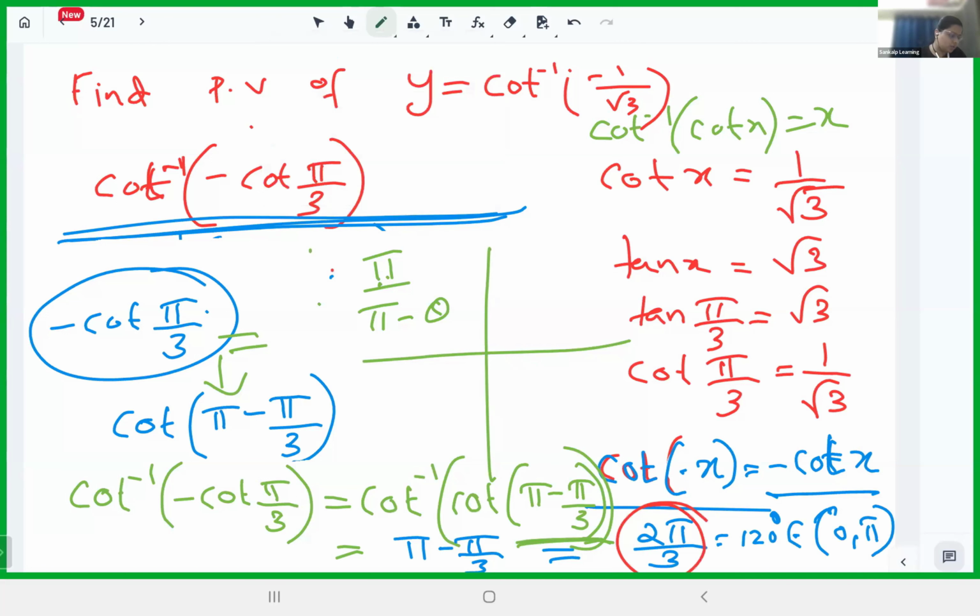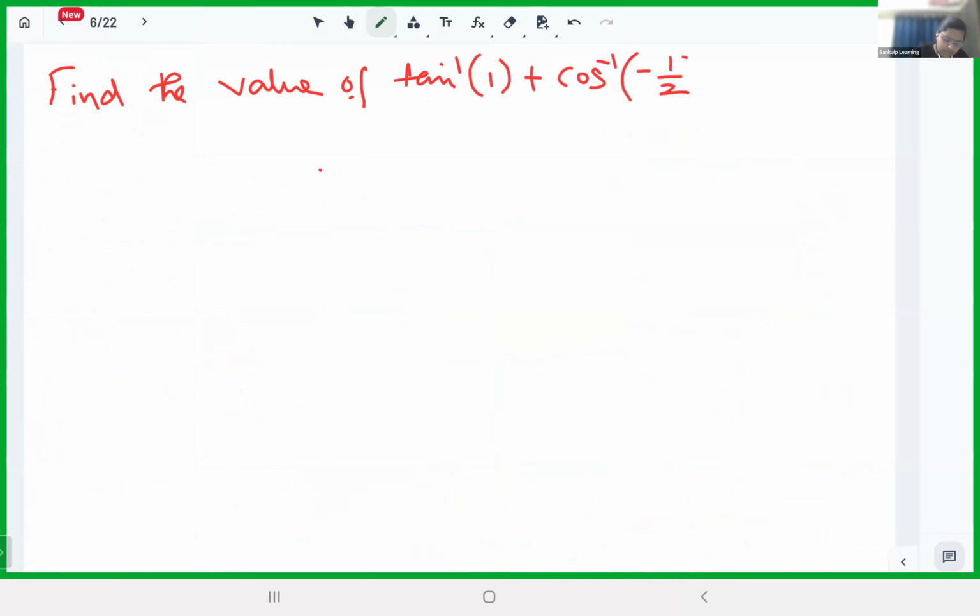Okay, now we are moving on to the next question, that is our fourth question. Find the value of tan inverse 1 plus cos inverse of minus 1 by 2 plus sine inverse of minus 1 by 2. How will you find this? We have to split this into three parts, solve them separately, then add the answers.